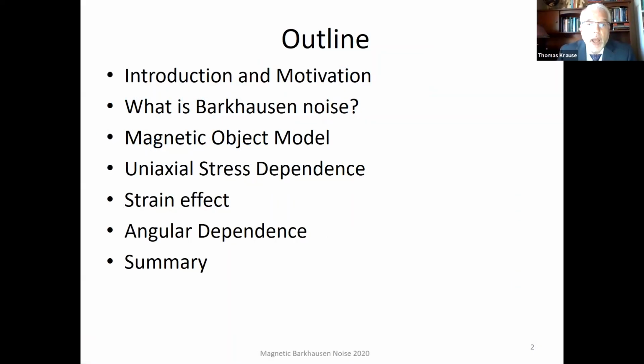So the outline for the talk is I'm going to provide a motivation and an introduction. I explain what Barkhausen noise is and look at the model that we've developed to help explain the behavior of Barkhausen noise under conditions of uniaxial applied stress, as well as strain effect and angular dependence in ferromagnetic materials, which tell us the direction of the magnetic easy axis in these materials. And then I'll summarize what I've presented.